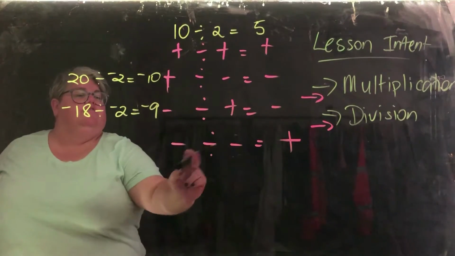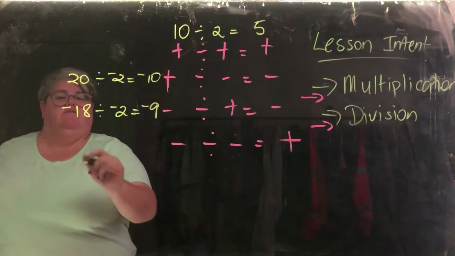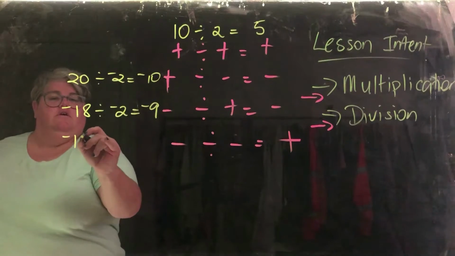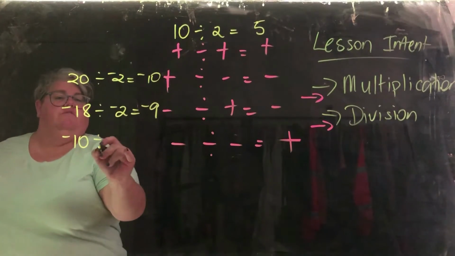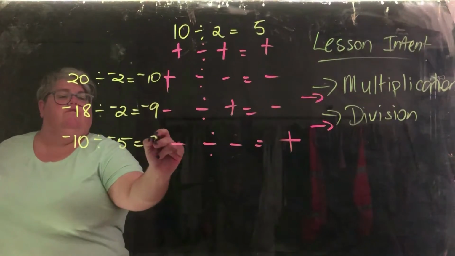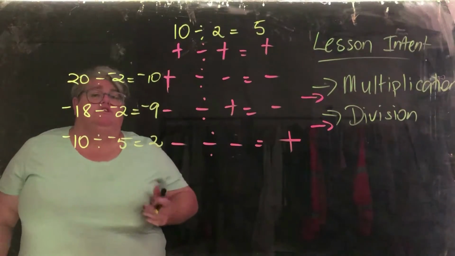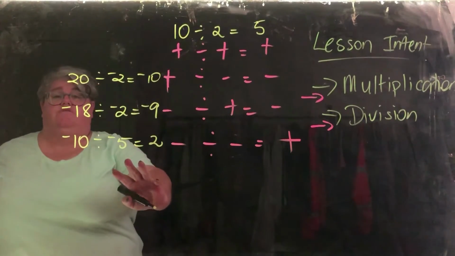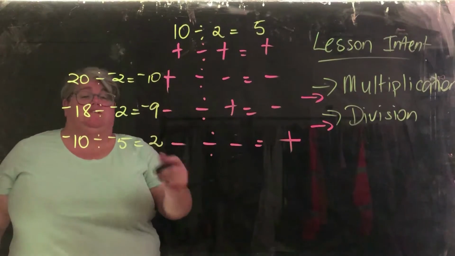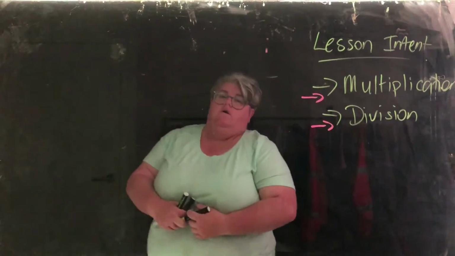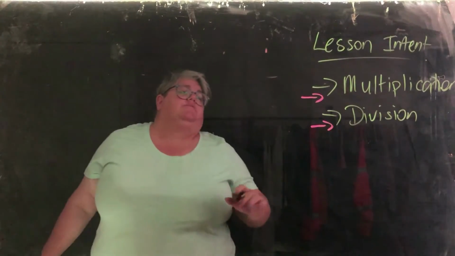Here we have two negatives dividing each other, it'll make a positive. So if we have negative 10 divided by negative 5, we will get 2. Have a look at your calculator, calculate these as I've told you, so you can have practice and see exactly what I mean.